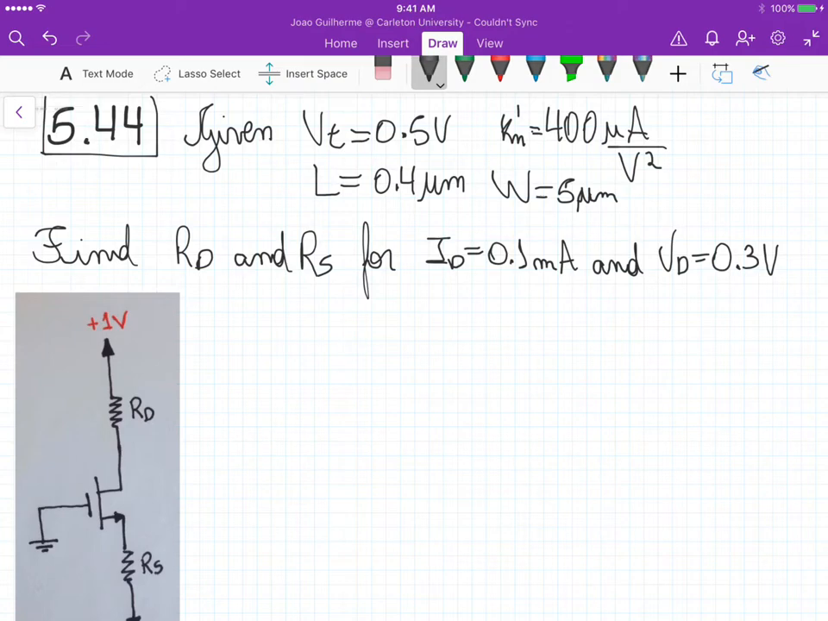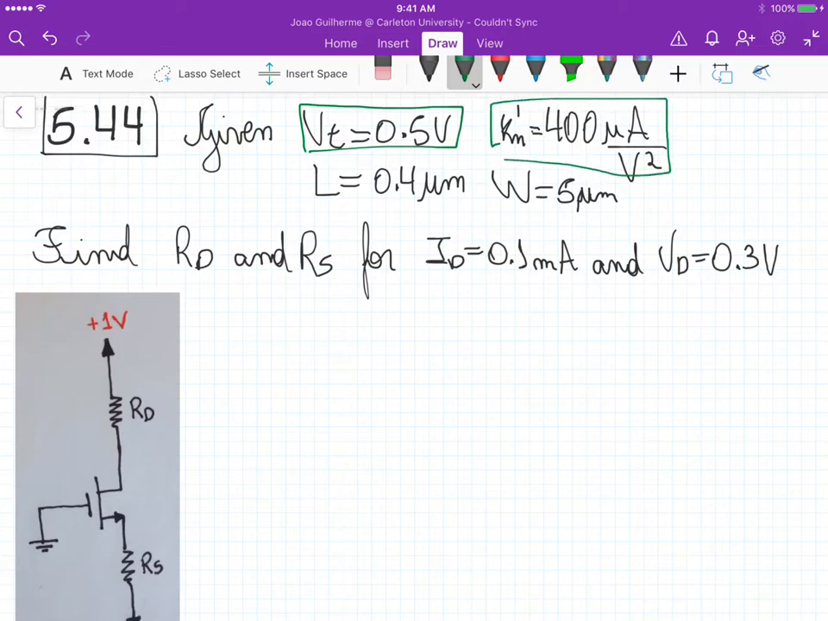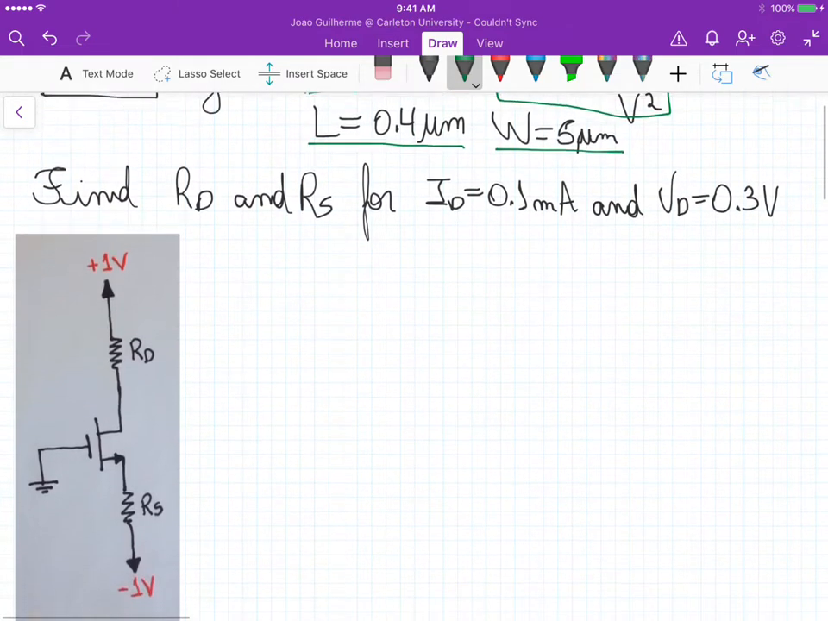For problem 5.44, we have the threshold voltage for the transistors in the circuit. We have the process transconductance for that particular transistor. The transistor has a channel length of 0.4 micrometers and a width of 5 micrometers, so length and width here. And the circuit that we have is this one here.